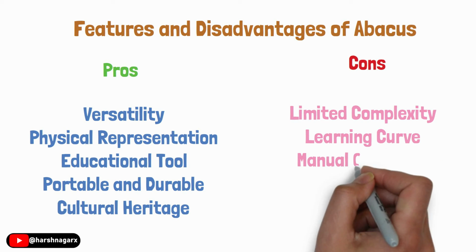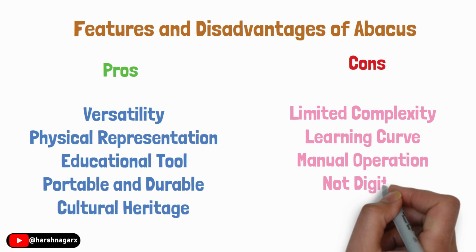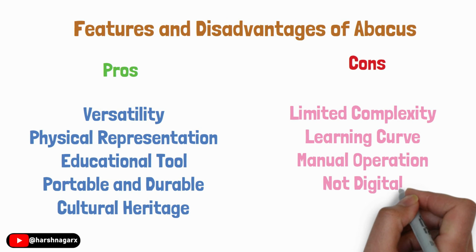Now manual operations. The abacus requires manual manipulation of beads or counters, which can be time consuming for large calculations compared to electronic calculators or computers. Not digital. Unlike digital computing devices, the abacus does not provide exact numerical values but rather a visual representation of numbers. This can lead to rounding errors or inaccuracies in calculations.